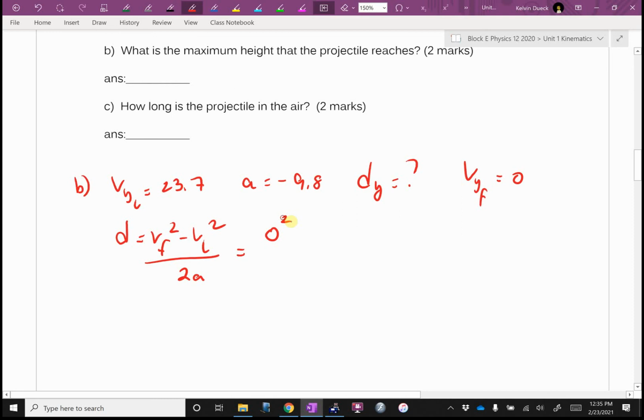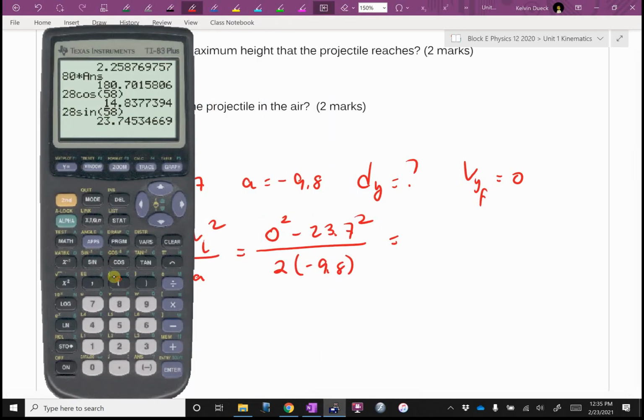It's going to be 0 squared minus 23.7 squared, although I'm going to use my answer button. So I'm going to go 0 squared, not that the squared made a difference, but minus answer button squared divided by 2 times negative 9.8. Y'all get 28.8? Yep.